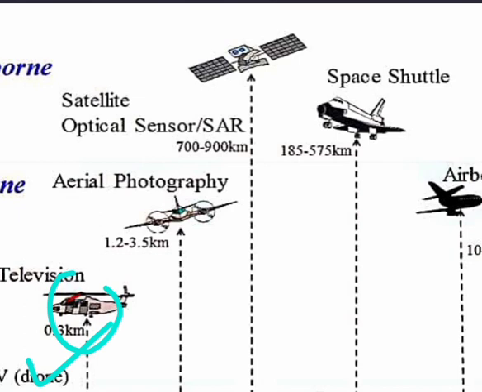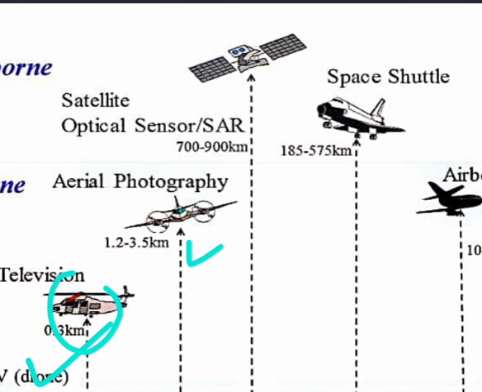Then you'll be having these aerial photogrammetric aircraft, especially for that purpose only, and they are flying at a height of 1.2 to 3.5 kilometer. Then you can have the satellite optical sensor, which is located at 700 to 900 kilometers, right? And SAR, that is synthetic aperture radar, is a form of radar that is used to create two-dimensional images or three-dimensional reconstruction of objects with finer spatial resolution.